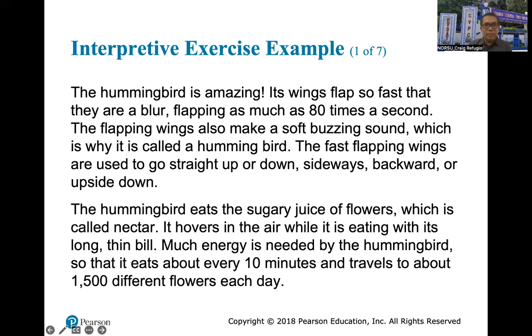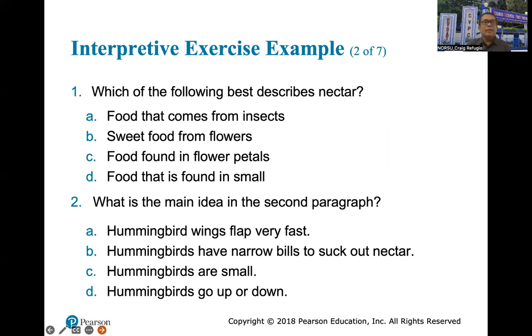So this is an example of a story. And the story provided is not too long nor too short. And these are the following exercise items. These are the items that are referring to the story in the previous slide. So number 1, which of the following best describes nectar? This one could not be answered if the story provided in the previous slide is not well understood.